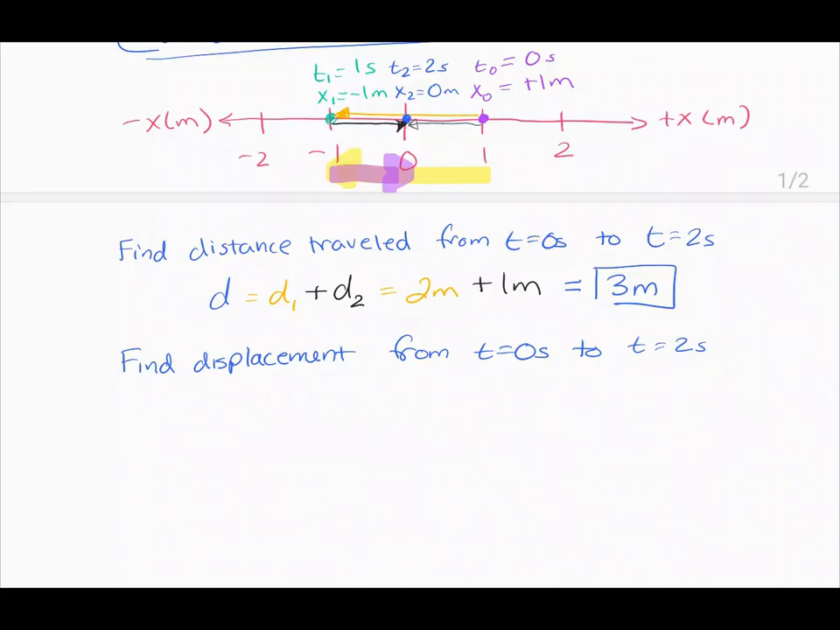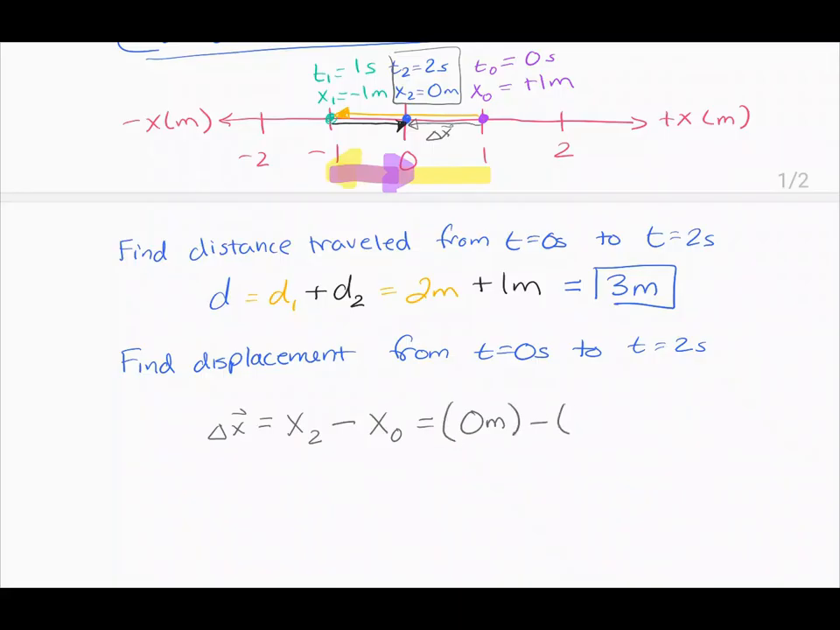And that is my displacement, delta x, from very start to very end. So my delta x here is going to be my ending position, which is actually x2 in this case. x2 is my ending position, minus my starting position, and my starting position is x0. So I'm going to do x2 minus x0. So end minus start. So my end position is 0 meters.